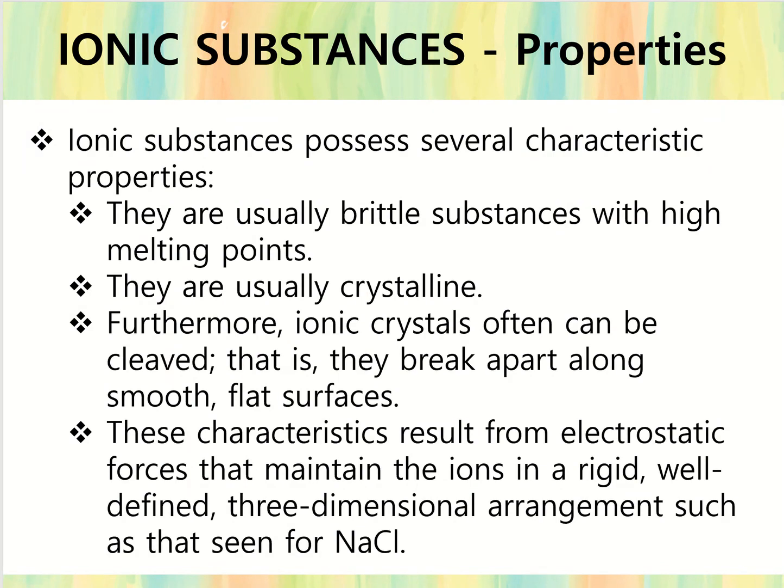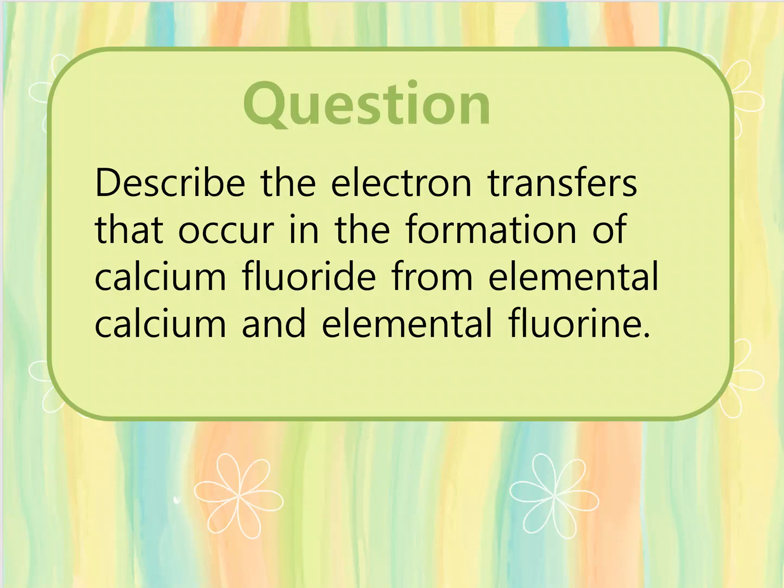So what are the properties of some ionic substances? Well, they are usually brittle substances with high melting points. They're usually crystalline. The ionic crystals often can be cleaved, that is, they break apart along smooth, flat surfaces. These characteristics result from electrostatic forces that maintain the ions in a rigid, well-defined 3D arrangement, as we saw with sodium chloride.